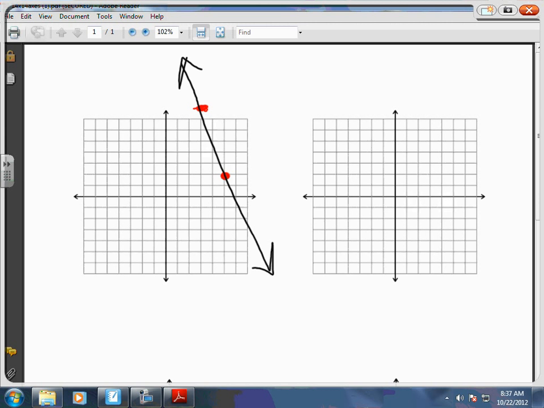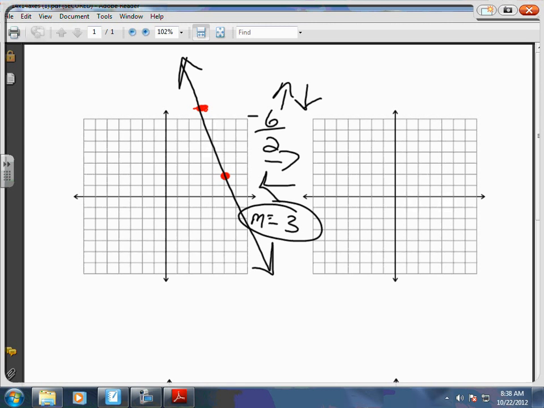If I have the line, this is how I find the slope. Remember, slope is up, down, right, left. So how many am I going to go up? 1, 2, 3, 4, 5, 6. My top number is 6. How many am I going to go over? 2. My bottom number is 2. So my slope is 6 over 2. It is negative, though, isn't it? So it's negative 6 over 2. What is negative 6 over 2 reduced to? That's correct, negative 3. So my slope for this line is negative 3. That's how you would find it if you have the line.